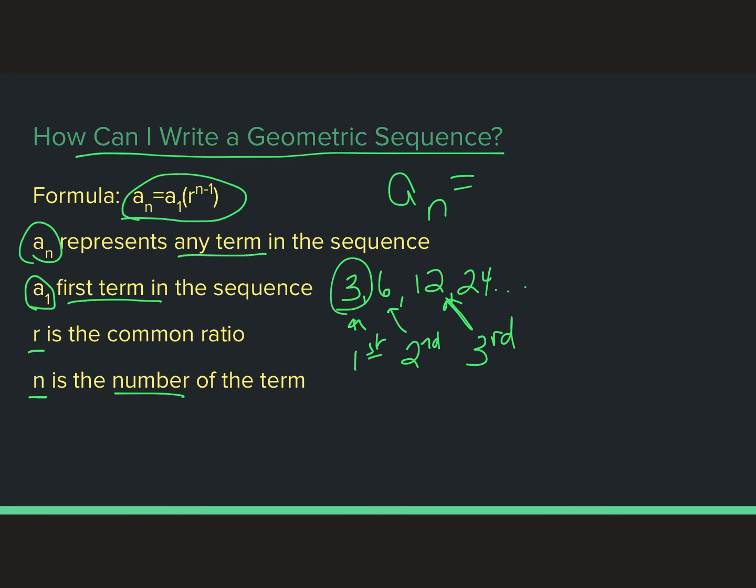The thing with geometric sequences is they only have values at 1, 2, 3. n acts as our input. n is the input.